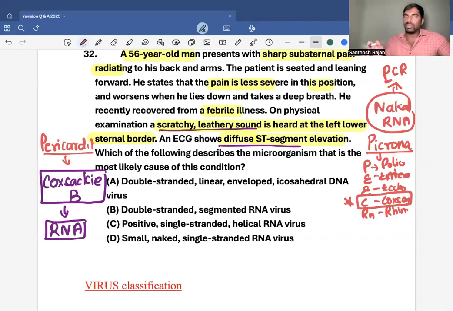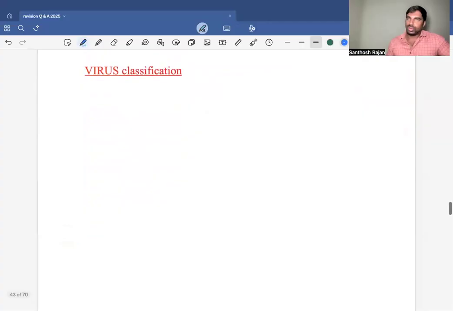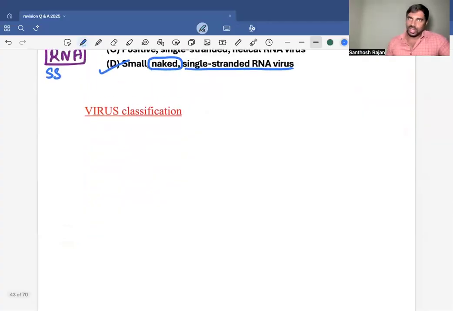Classification of viruses is very important; examiners love that. For good marks, you should know this very well. Cut the DNA viruses, and cut the double-stranded ones; it is a single-stranded RNA only. Single-stranded RNA, but naked. That's very important: naked, small, single-stranded RNA virus. Coxsackie B belongs to the RNA viruses. This way you can rule it out. Virus classification we already spoke about in the earlier topic, so I'm not going to repeat it here.